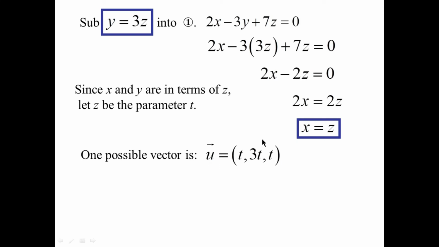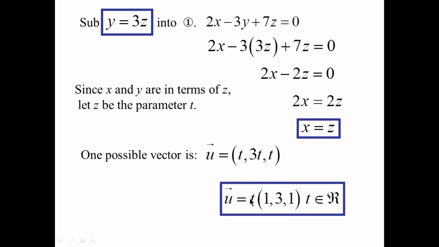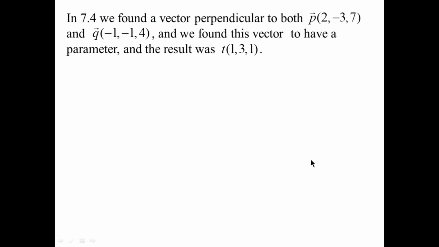Our vector u perpendicular to them both is (t, 3t, t), which we could factor out the t, and we would have a multiple of (1, 3, 1), any multiple. That's how we did it before. But we've got a new way now. We could just cross the vectors.